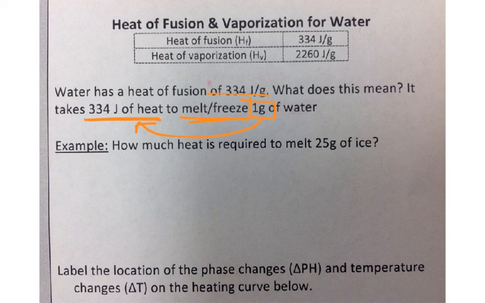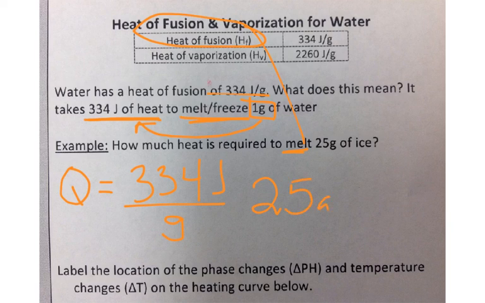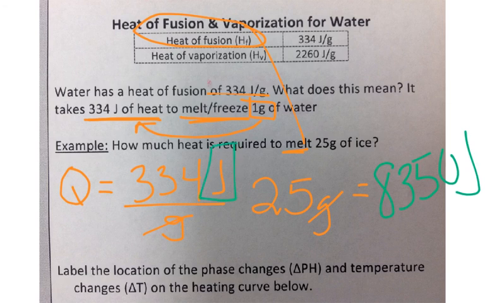So an example here is how much heat is required to melt 25 grams. We're going to use our Q equals, and since it's melting, we are going to use our heat of fusion: 334 joules per gram. And our mass is 25 grams. So we're going to cancel those out right there, and you end up getting an answer of 8,350 joules. That's the only thing that's left right there, so that should make sense.